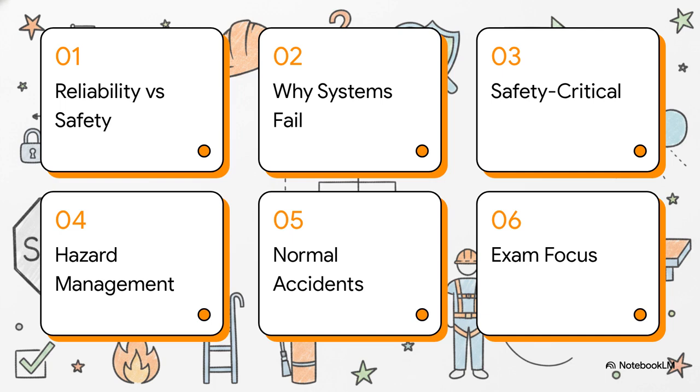Okay, here's our roadmap for today's explainer. We're going to start by untangling reliability versus safety. Then we'll look at why reliable systems actually fail. From there, we'll define safety-critical systems, unpack the engineering toolkit for hazard management, discuss something called normal accidents, and finally, wrap it all up with an exam-focused summary to prep you for your tests.